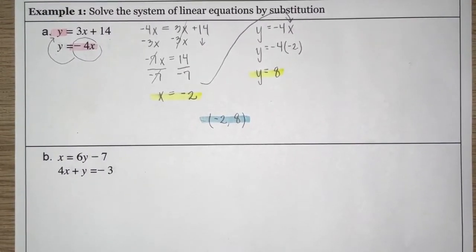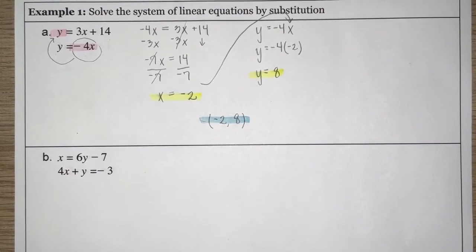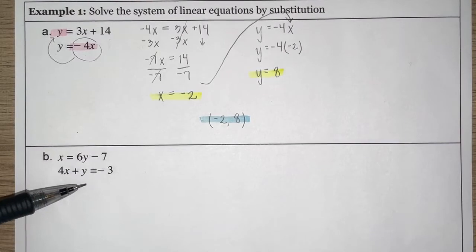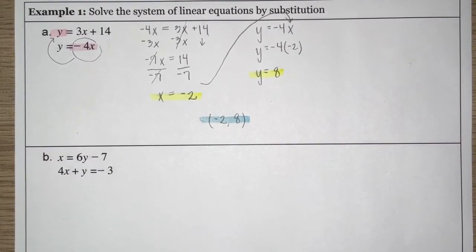So for example B, our equations are x equals 6y minus 7 and 4x plus y equals -3. So the first step above says to solve one of the equations for one of the variables. This first equation is already solved for x. It has x by itself on one side of the equal sign. That means it's solved for x.